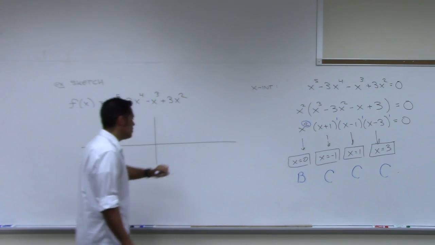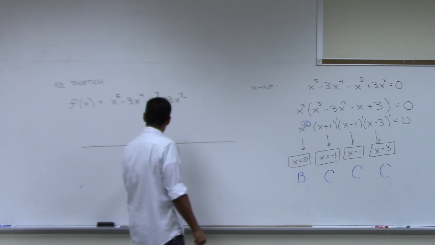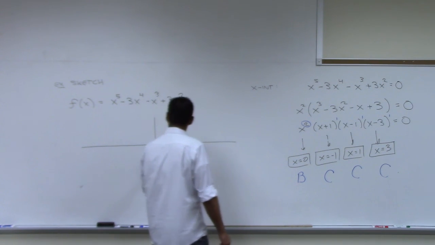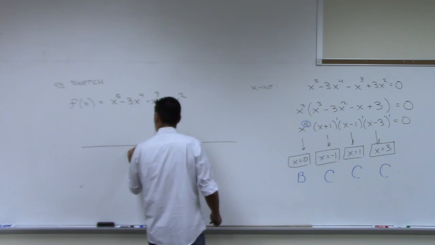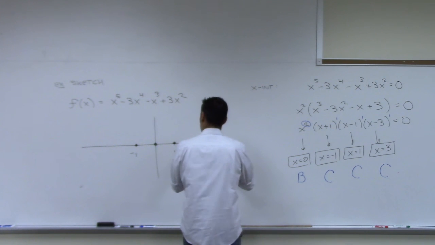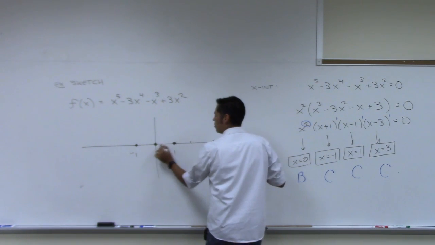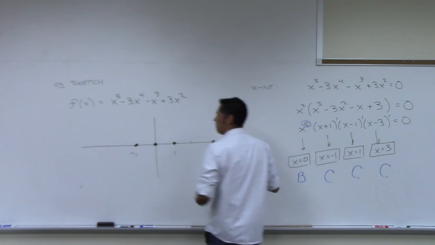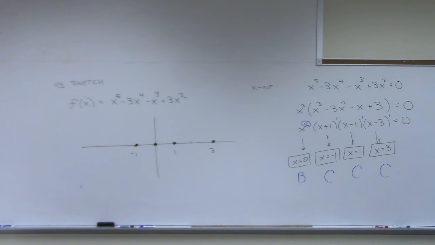Placing all my x-intercepts, draw them out on my graph. I've got 0 here. I've got 1 here. I've got negative 1. I've got positive 3. These are my 4 x-intercepts. What should I draw next?